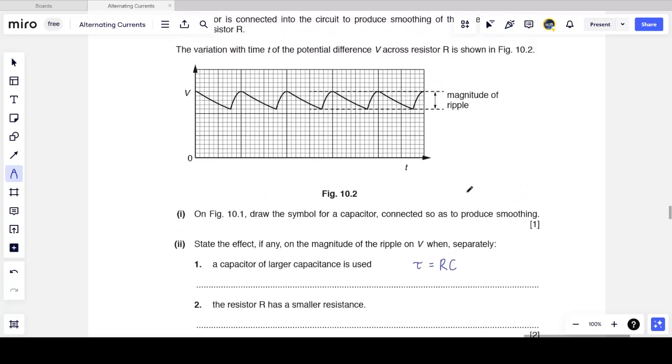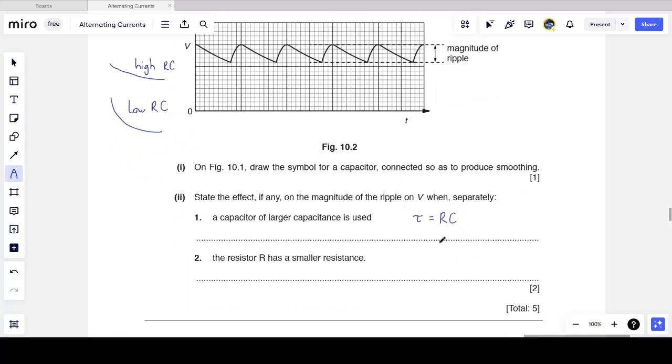If I have a larger time constant, I reduce the ripple because the capacitor decays much slower. If I have a low value of the time constant, the capacitor discharges rapidly. So if I want less ripple, I need a high value of the time constant, which means I need a high capacitance. So what happens to the ripple? The ripple itself decreases because I'm using a capacitor that can actually provide current for a much longer time. So I will say that the ripple decreases.